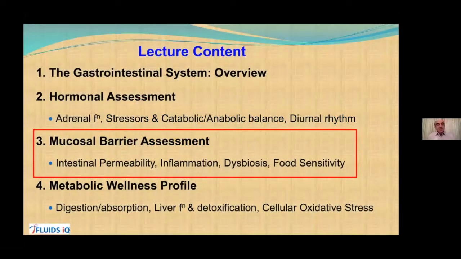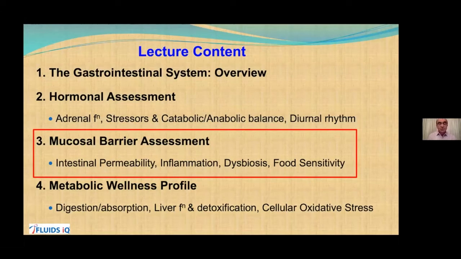So the last time that we spoke, last month, we did an assessment of hormones, saliva hormones, and today we're going to be looking at mucosal barrier assessment, specifically the intestinal mucosal barrier. We're going to be looking at intestinal permeability, inflammation, dysbiotic behavior, food sensitivities, etc. And the following month, just to let you know, we are going to finish this series with a look at a metabolic wellness profile. We're going to be looking at a number of features that you will find interesting.